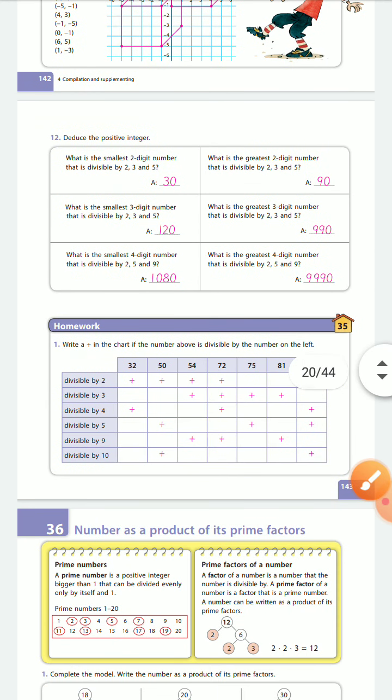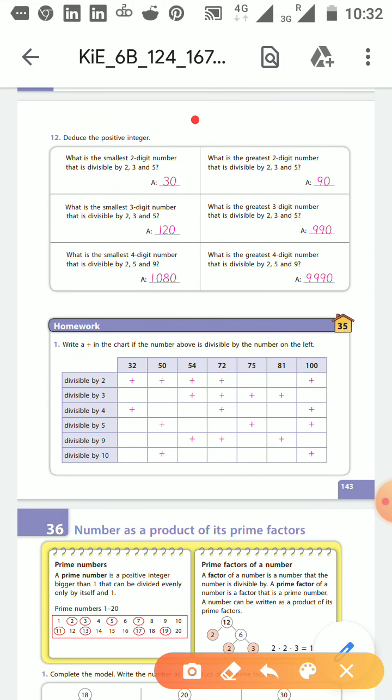Deduce the positive integer. That just means a number that's greater than 0, as opposed to a negative integer, which is a minus number. So what's the smallest 2-digit number divisible by 2, 3, and 5? We know Anna got this right in my talk to you. It's 30. And the others are the same thing. Smallest 3-digit number, that's 120. 180 for that, 190, 990, and 9,990. Oh, that's some tough ones there.